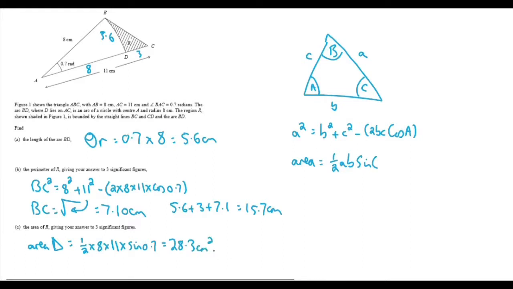28.3 centimeters squared. For the area of the sector, you will then have your half theta r squared, which will be a half times 0.7 times 8 squared. This will give you 22.4. So lastly, for the area of R, we're just going to have our 28.3 minus our 22.4. So that's going to give you an overall area of 5.9 centimeters squared.